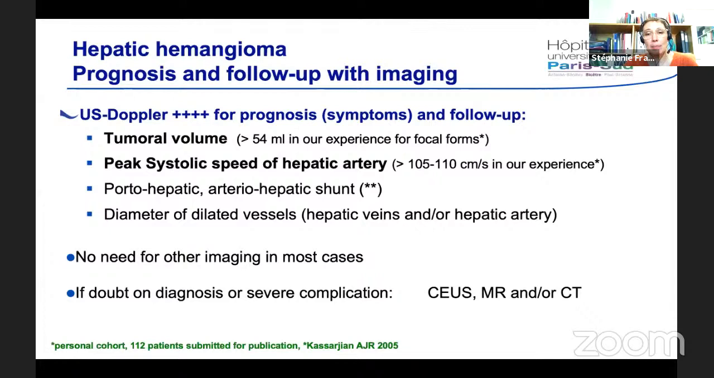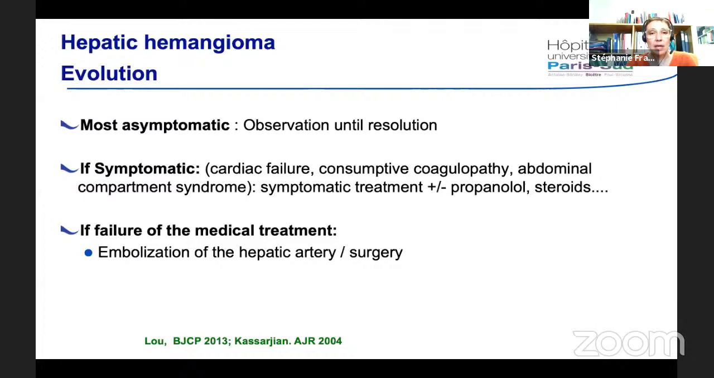In typical cases, you don't need other imaging in most cases. If you have a doubt on the diagnosis or if there are severe complications that will need other treatment, then you can do contrast ultrasound, MR or CT to confirm the diagnosis and have the vascular map. The evolution is excellent in most cases. Most are asymptomatic and you just have to follow them up until resolution of the tumor.